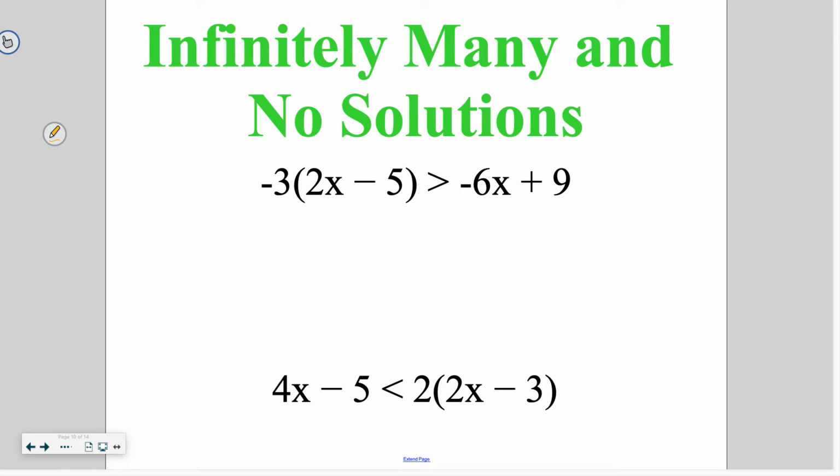Another thing I want to talk about is inequalities that have all solutions or no solutions. Again, this is similar to what we had with equations. This occurs when we have the same amount of variable.